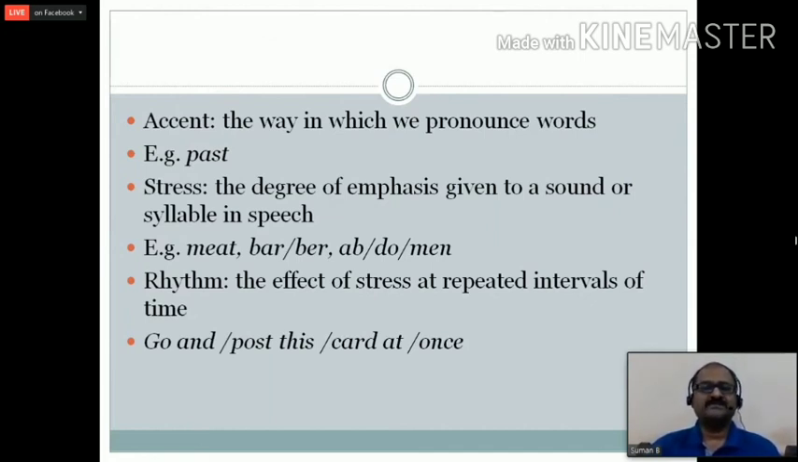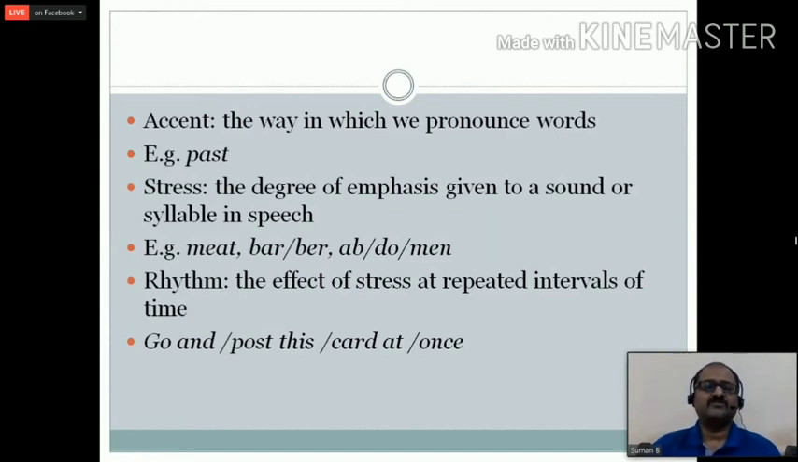So let's look at one or two basic examples so that we have a basic understanding of each of these things. For example, accent. Accent refers to the way in which we pronounce words. So all of you know that there are different accents when it comes to English: the British accent, the American accent, the Australian accent, right? There's also something called the Indian accent, which is not as standard as American or British. So do all words have different ways of pronunciation? No, definitely not. Most of the words in English have the same way of pronunciation.